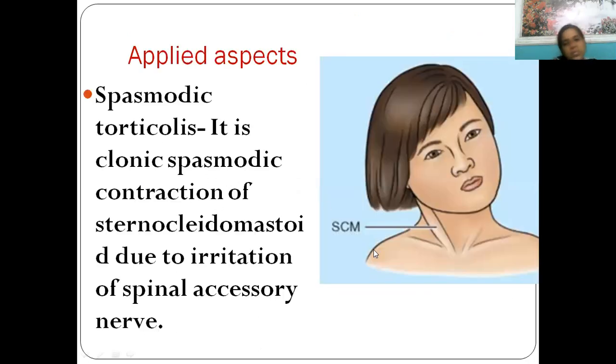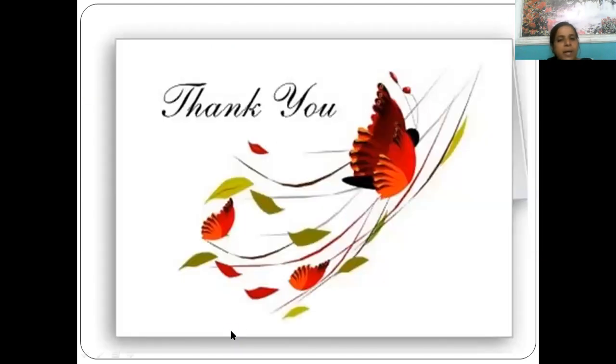Distributing branches go to two muscles, sternocleidomastoid and trapezius. I told you a question will be framed like torticollis. If this nerve is irritated due to cold weather, or sleeping on an improper pillow, or a muscle catch, that is spasmodic torticollis. It is clonic spasmodic contraction of sternocleidomastoid due to irritation of the spinal accessory nerve.